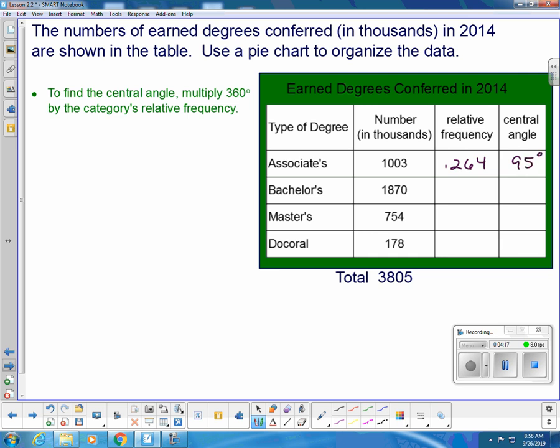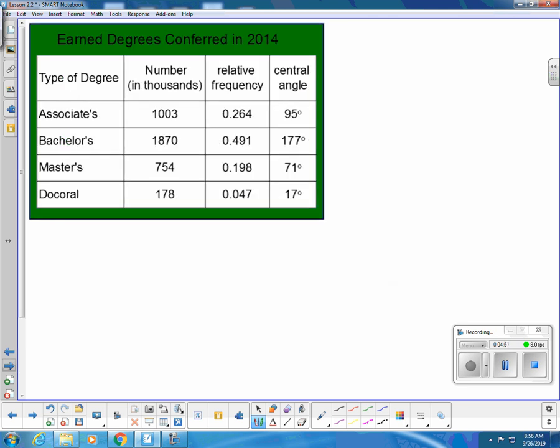Okay, so 1,870 divided by 3,805 would give me a relative frequency of 0.49 or 49%. And again, you multiply that by 360 to get the degrees, and so on and so on. Okay? So your relative frequencies should add up to 1. Your central angles should add up to 360. So if we look on the next slide, we have that chart filled in.